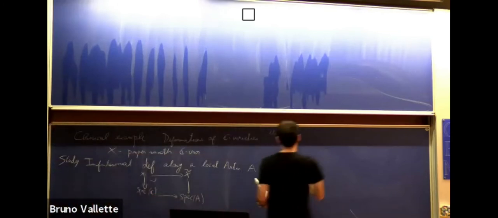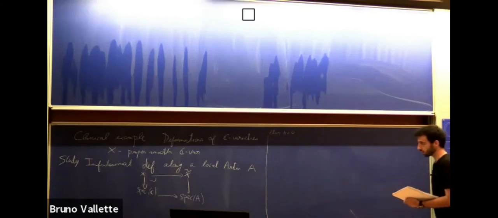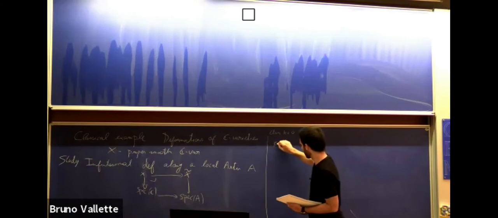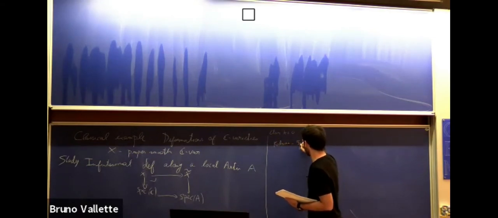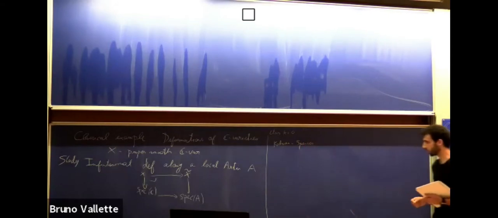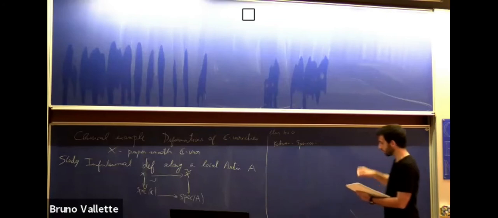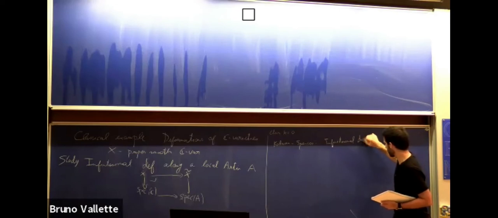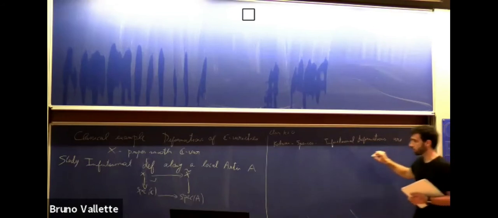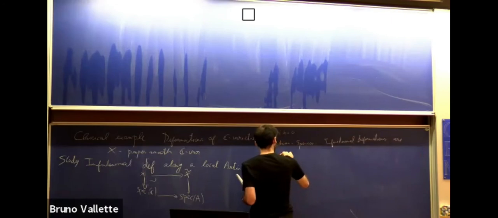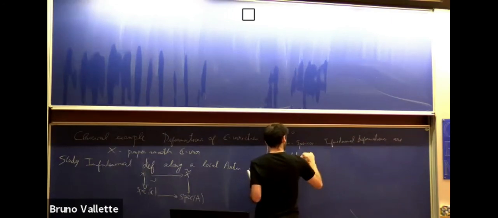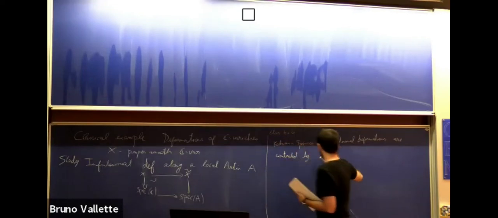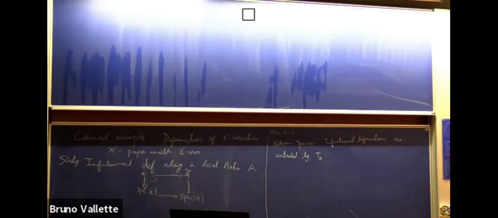So this is a very classical story, and I think it dates back to Kodaira and Spencer from the 50s or 60s, who tell you that in some sense infinitesimal deformations are controlled, governed by the tangent bundle of X in the following sense.